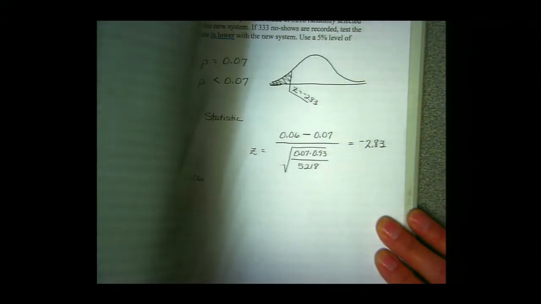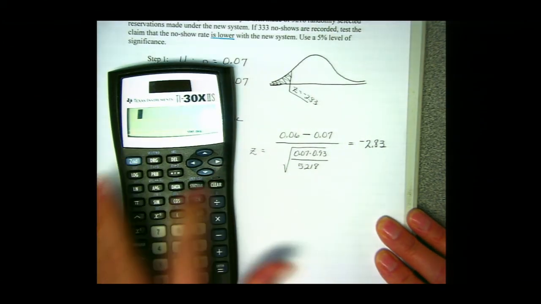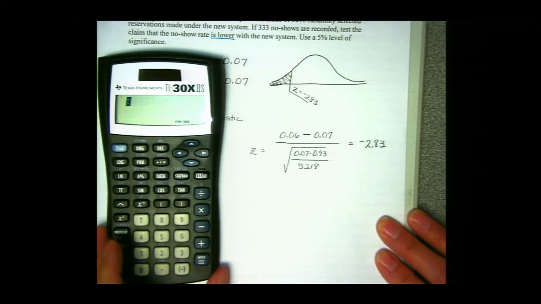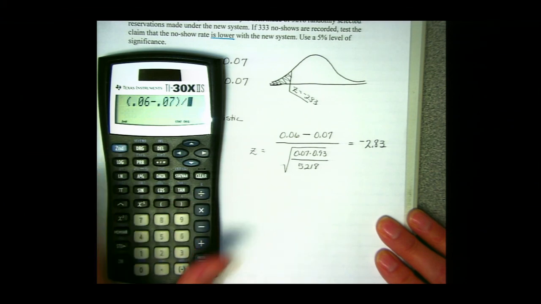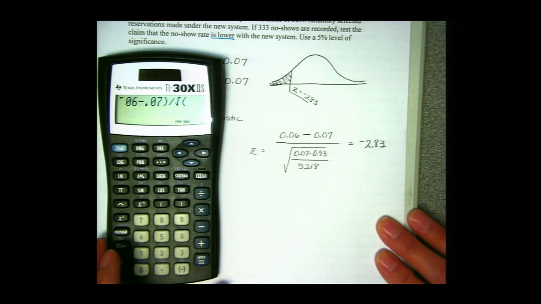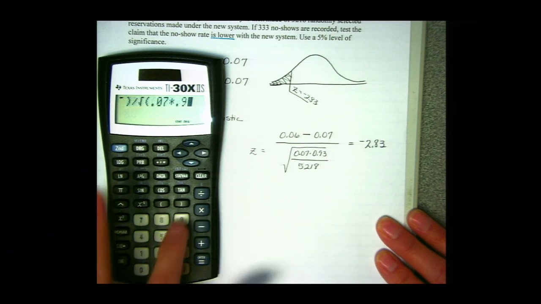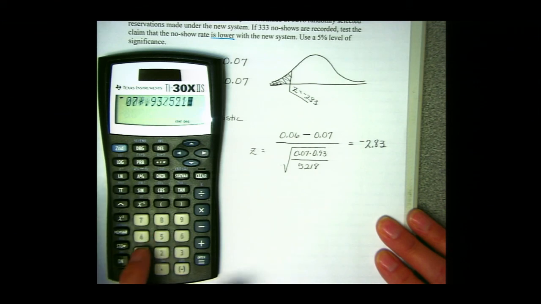I'm going to go ahead and calculate it on this as well for those of you that need it. So I would do open parentheses 0.06 minus 0.07 close parentheses divided by the square root of 0.07 times 0.93 divided by 5,218 close equals, and I get the same answer.